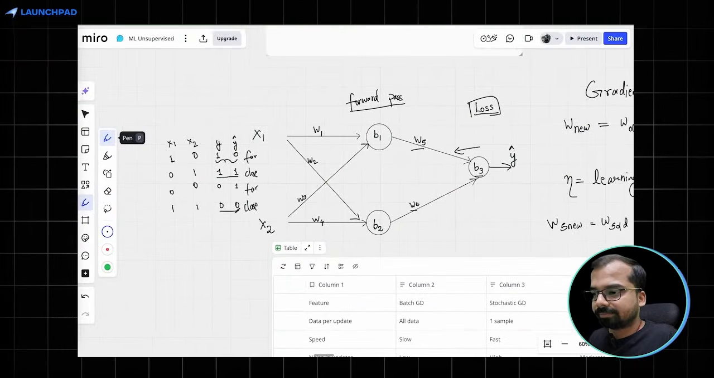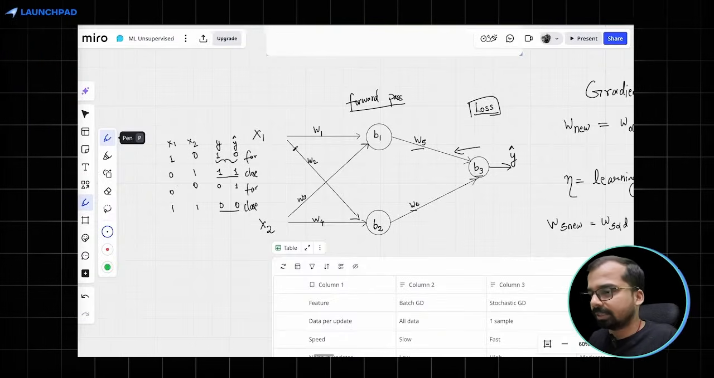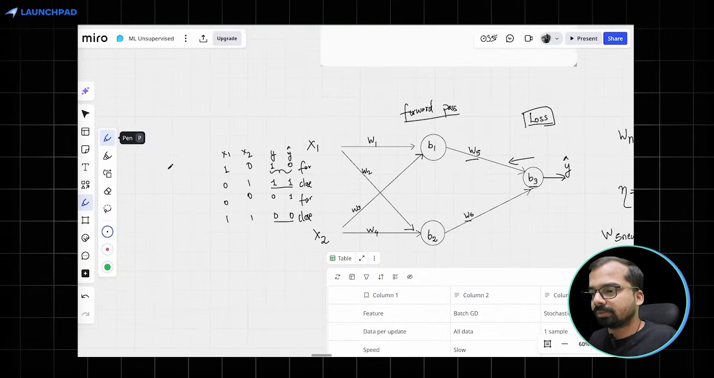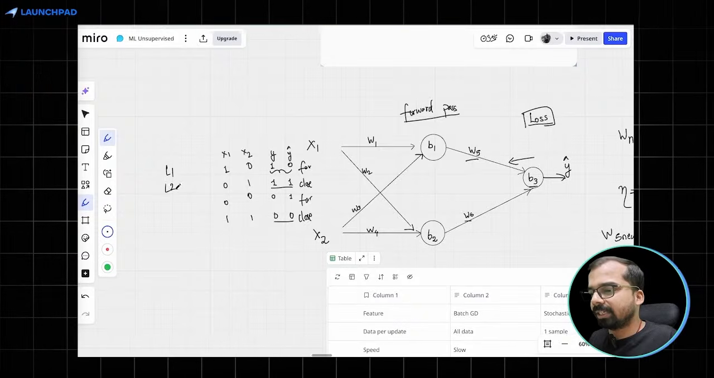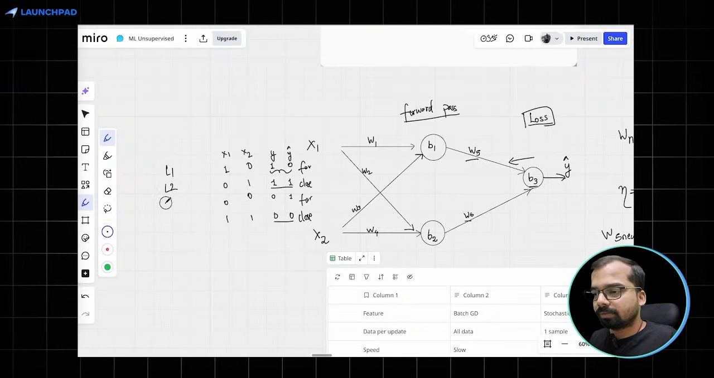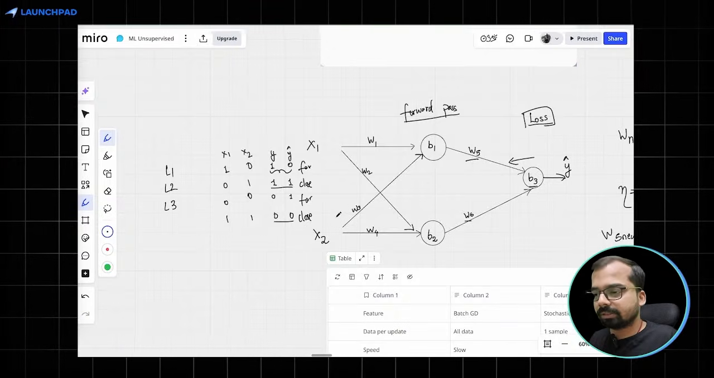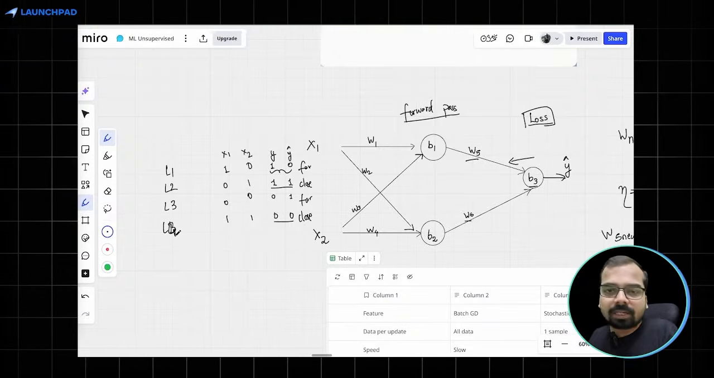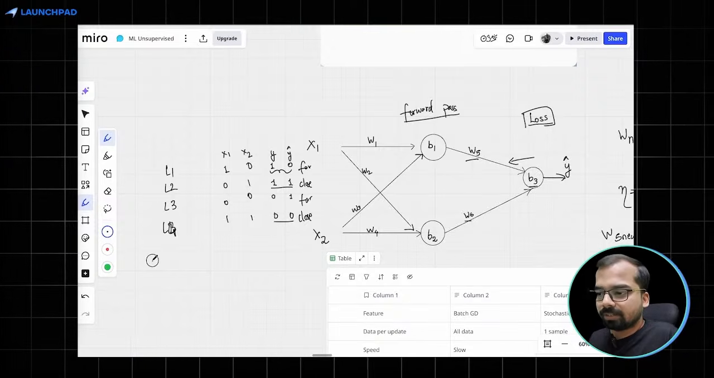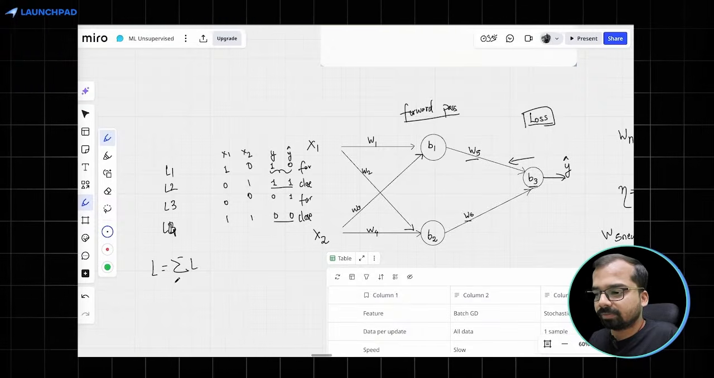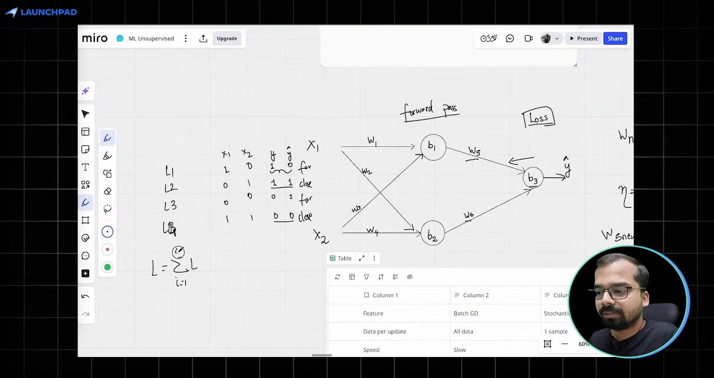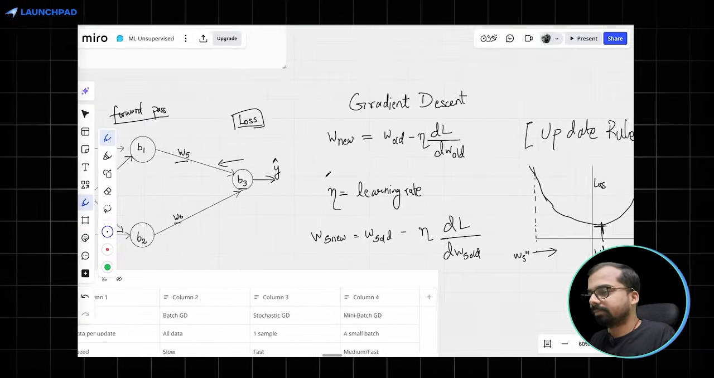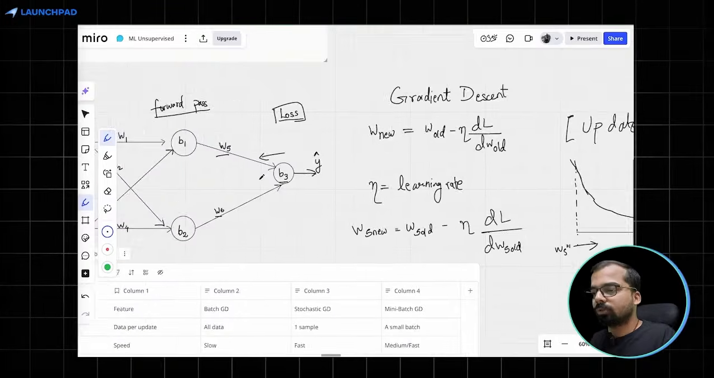Let's say I have four samples. I pass my first sample, I calculate the loss. Let's call the loss for the first sample L1. Then for the second sample, I again pass it and calculate the loss. For the third sample, I again pass it and calculate the loss. And the fourth sample, I again pass it and calculate the loss, L4. Then I sum up all the losses to get the final loss. So the final loss is the sum of the losses, i equals 1 till 4. And then I use this equation on the summed loss to update the weights.